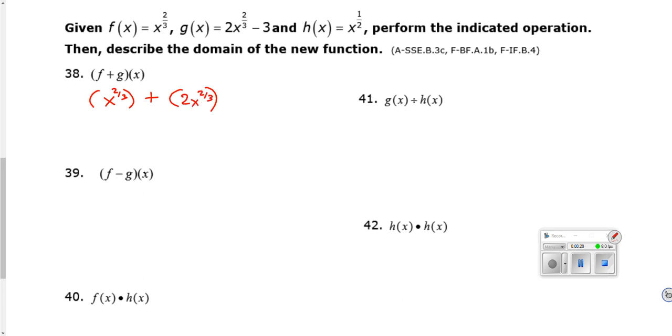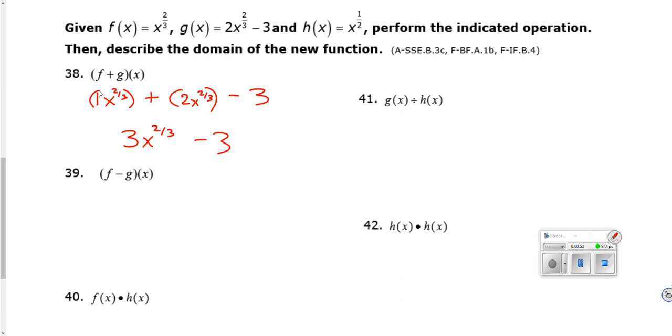So when I add these things, they have radicals in them. They're cube roots because of the bottom number. But that doesn't matter because all we need to do is add the numbers in front. These are like terms. So this is 3x to the 2/3 because we don't mess with, oh, I forgot a part. It's got the -3 also. So we don't mess with the exponents because they're already like terms.